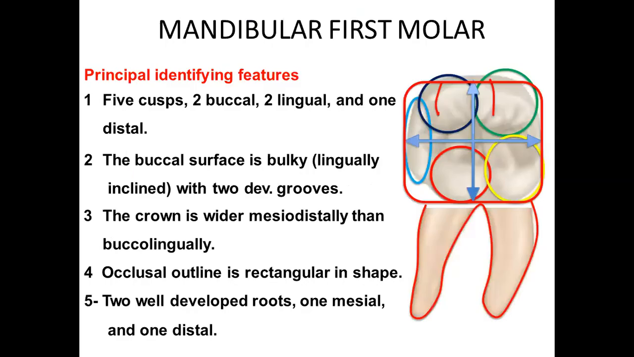When we study the identifying features for the mandibular first molar, the principal feature is the presence of 5 cusps. These cusps are 2 buccal, 2 lingual and 1 distal cusp. The buccal surface is bulky and it has 2 developmental grooves which separate the mesiobuccal and distobuccal cusps, and the distobuccal cusp from the distal cusp. The crown is wider mesodistally in comparison to the buccolingual dimension. Also, the occlusal outline is roughly rectangular in shape. There are 2 well-developed roots, one mesial, one distal.